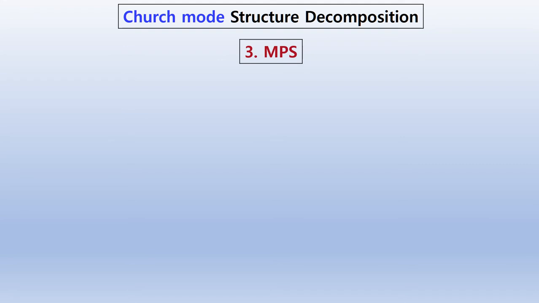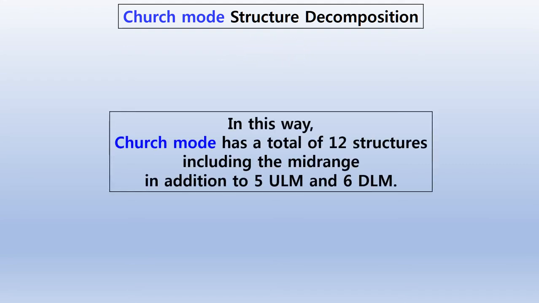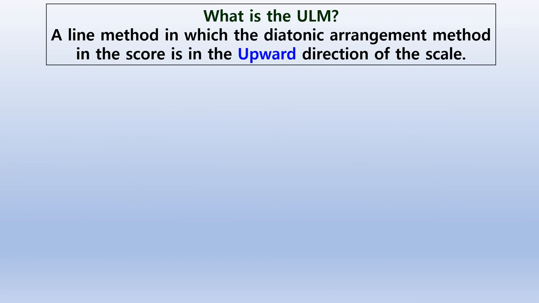And the big third is the second mode, the mid-range pentatonic scale. In this way, church mode has a total of 12 structures including the mid-range in addition to 5 upward line methods and 6 downward line methods. Now let's start with the upward line method.